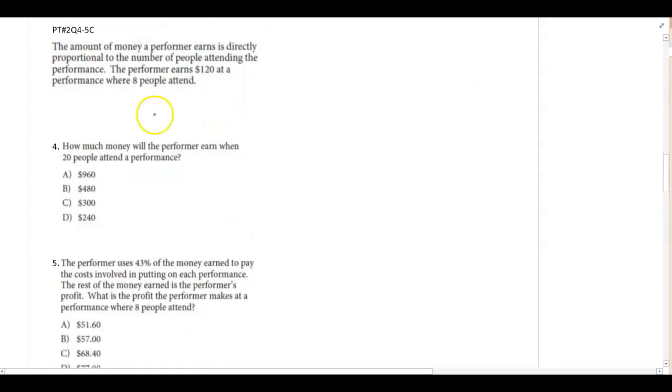All right. Next one is a 2-part question. The amount of money a performer earns is directly proportional to the number of people attending the performance. The performer earns $120 for every 8 people that attend. How much money will the performer earn when 20 people attend the performance? So I'm going to do $120 to 8 people equals how much money for 20 people?